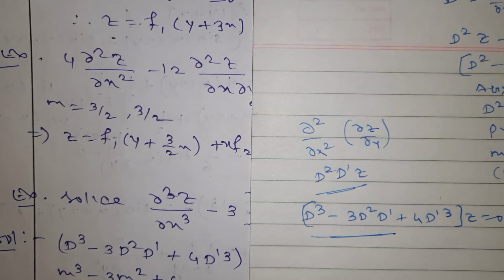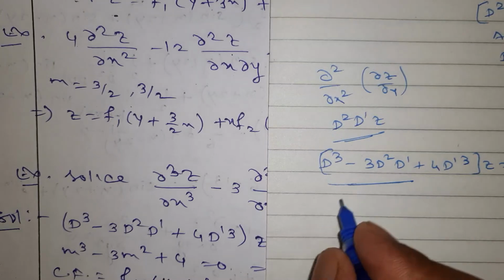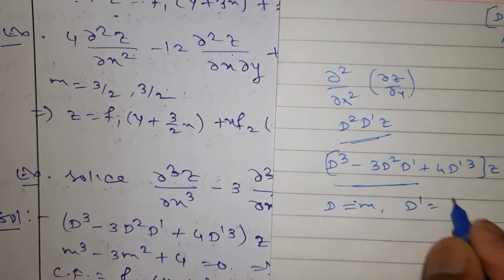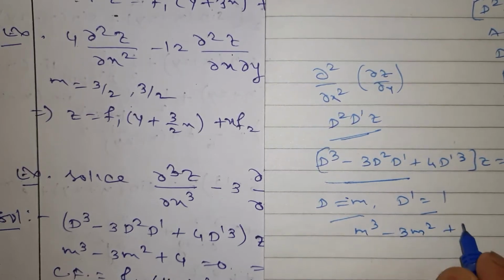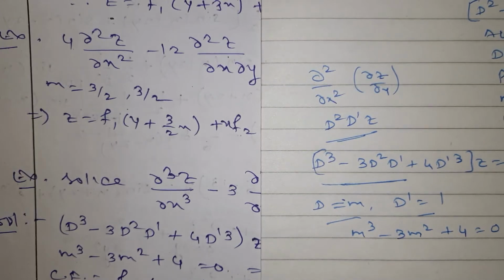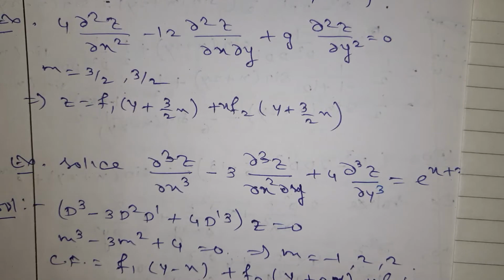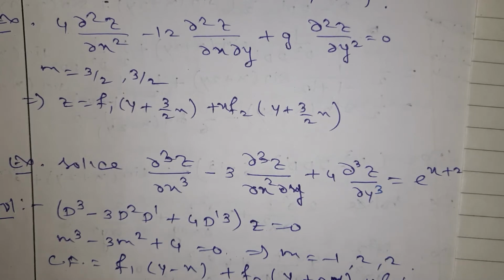Now take your calculator to find the roots. Before that, put D = m and D' = 1. Put this value, so I get m³ − 3m + 4 = 0. Correct? Find the roots using your calculator. Roots are −1, 2, 2. I have calculated, so I just wrote it directly. You do it on your calculator and check whether these roots are there or not.